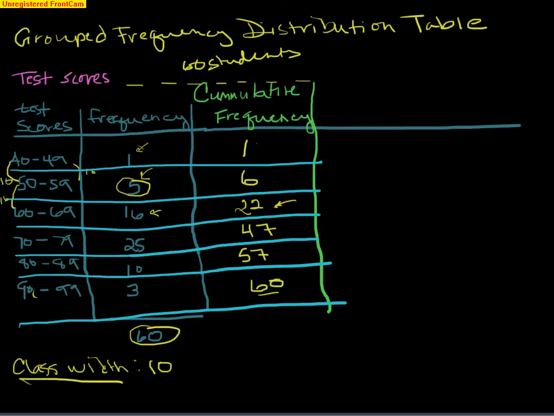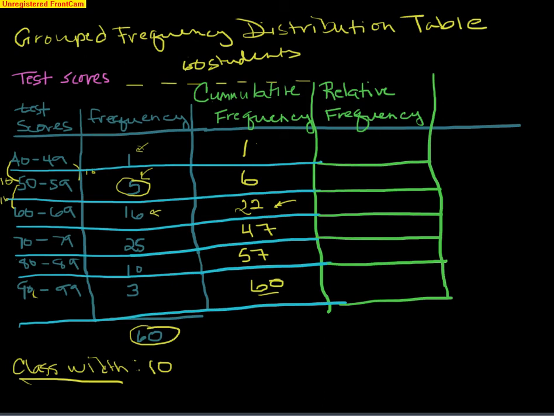Okay, let's go to layer 5, 6. One of the other ones you're going to see is relative frequency. Relative means percent. In other words, what percent are in each of these classes? Hopefully most of you remember how to find percentages.